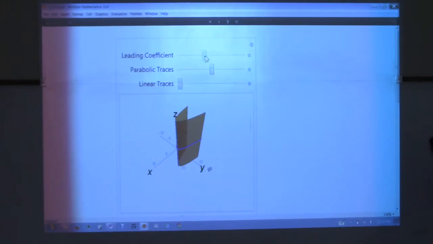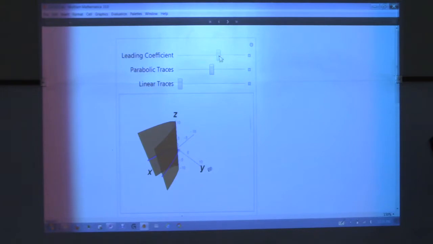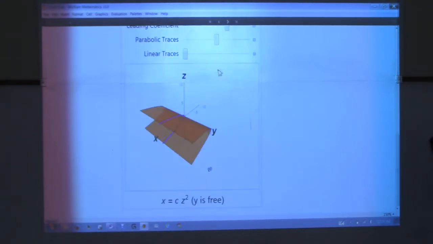And here's what I meant by changing the value of c. Change the value of c, it could flip your taco shell the other way. Make it wider. Oh, too wide. There we go. All right. Parabolic cylinders.